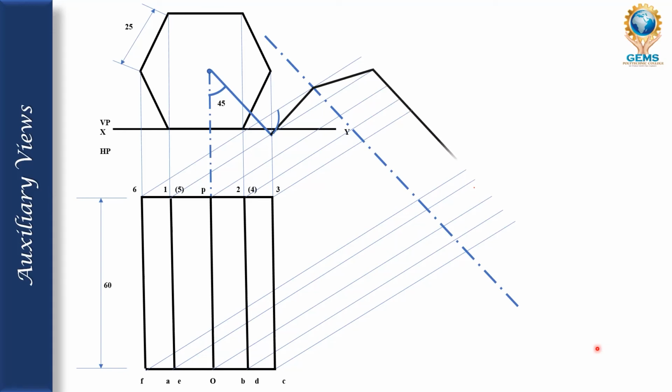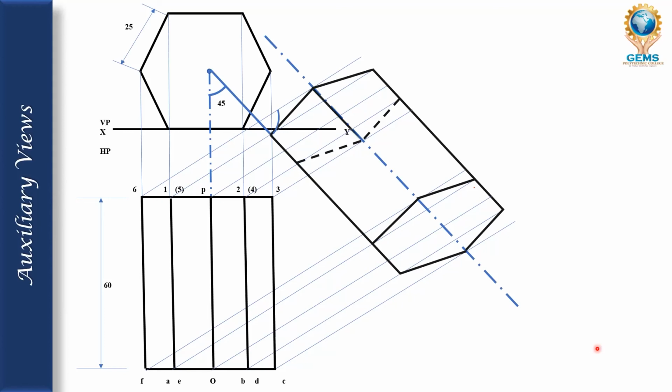25 mm, 25 mm, straight line, 25 mm, 25 mm, straight line, then inside 25 mm, 25 mm. I cannot see it, that's why it would be a dotted line. I can see this and I cannot see that. Okay, so this is the end. We have come to the end of the drawing.